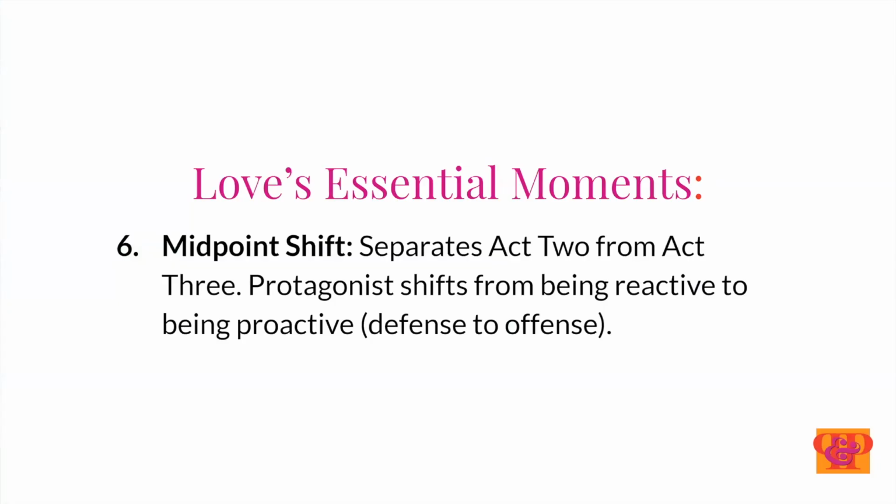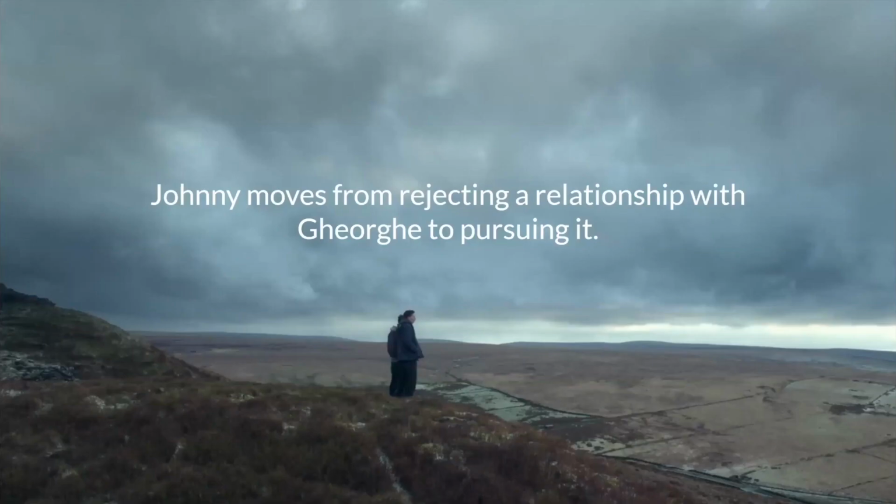The sixth essential moment is the midpoint shift. Now, this separates Act 2 from Act 3, and it's where the protagonist shifts from being reactive to proactive, or they go from defense to offense. In God's Own Country, when Georgi makes Johnny see the beauty and value of the land he's been trying to escape from, Johnny moves from rejecting a relationship with Georgi to pursuing it.